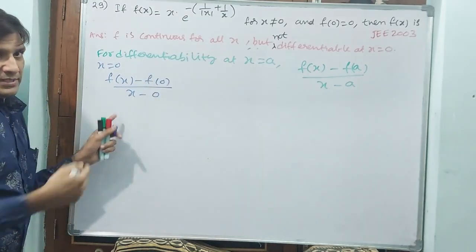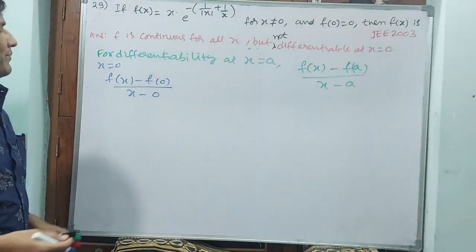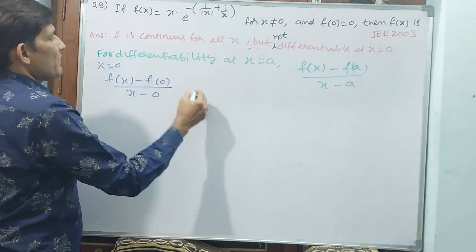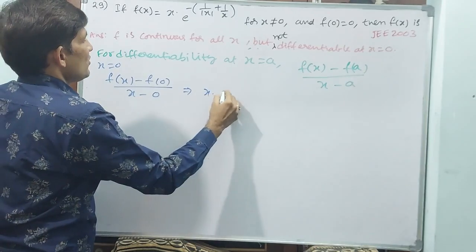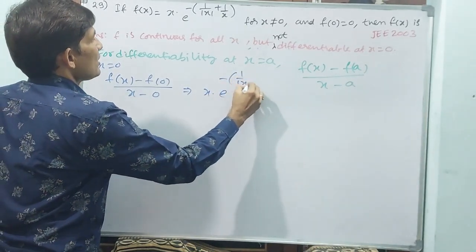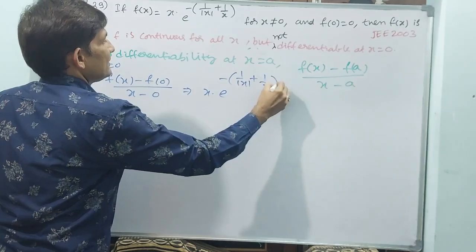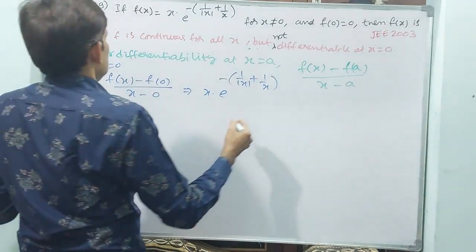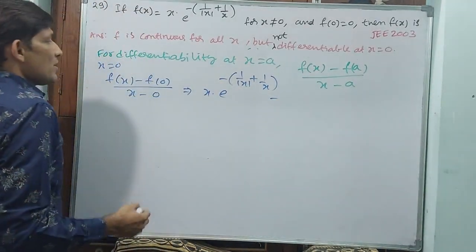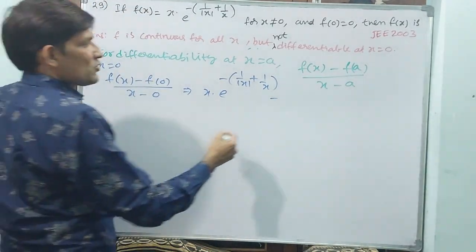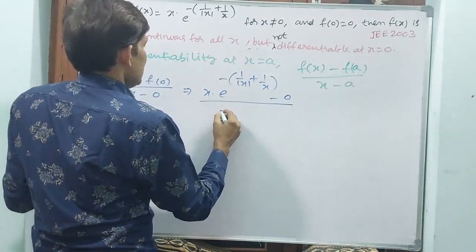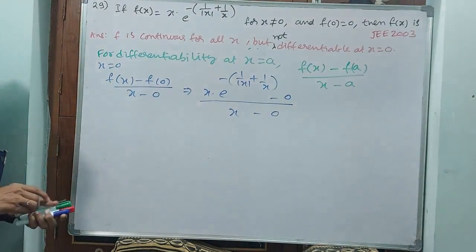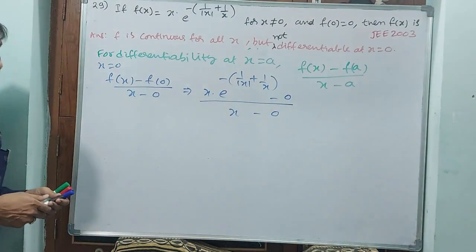Now we want to show this. Okay. Now let us see. Here f of x means what will come? f of x means this only: x into e power minus of 1 by modulus x plus 1 by x. Okay? Minus f of 0 value, just now we have seen both are zeros only, 0, by x minus 0. Okay? Now see, now we will apply limit.